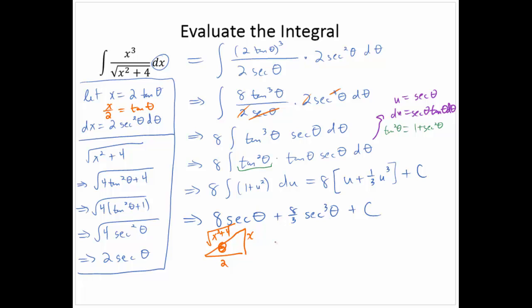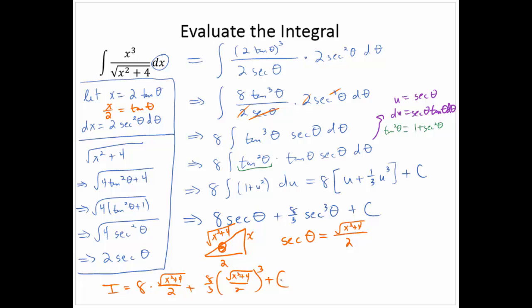So then from this triangle, the secant theta is the reciprocal of cosine. Cosine is adjacent over hypotenuse, so the secant is hypotenuse over adjacent. So then secant theta would be the square root of x squared plus 4 over 2. And so then our integral becomes 8 times the square root of x squared plus 4 over 2 plus 8/3 of the square root of x squared plus 4 over 2 cubed plus a constant.